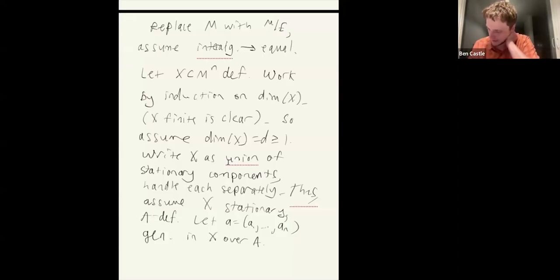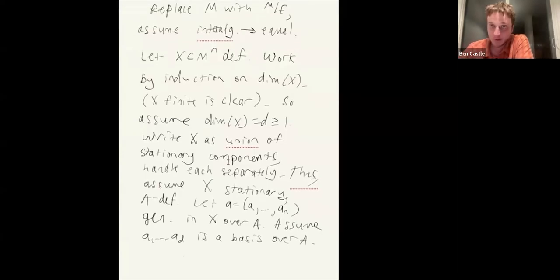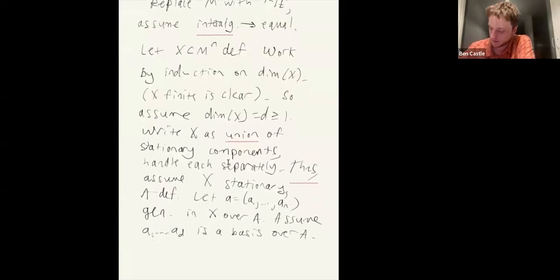Okay, so we have this thing A, and we can reorder the coordinates, and that won't affect anything. So let's just assume that we have a basis consisting of the first D. So we may assume that A1 through AD is a basis over A. And now I'm going to try to describe the whole type of the whole tuple just using equality.